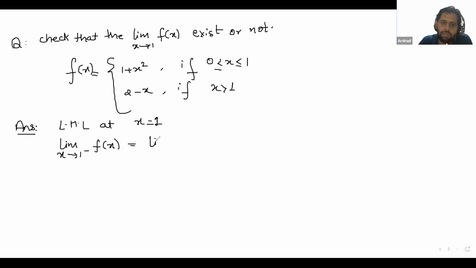Then who can tell me which function we will use? First one or second one for this value 1 minus? Who can tell me which function we will use for the LHL, the first function or second function?